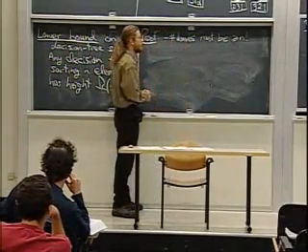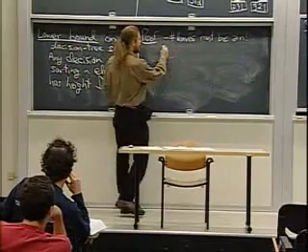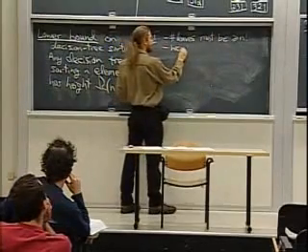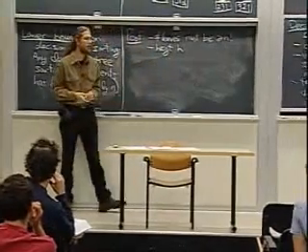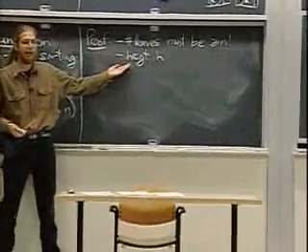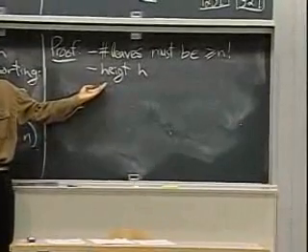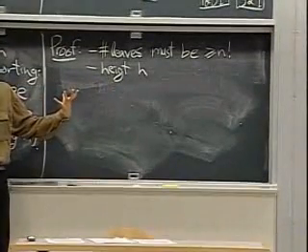So this is the number of leaves. What we care about is the height of the tree. So let's call the height of the tree h. Now, if I have a tree of height h, how many leaves could it have? What's the maximum number of leaves that it could have?